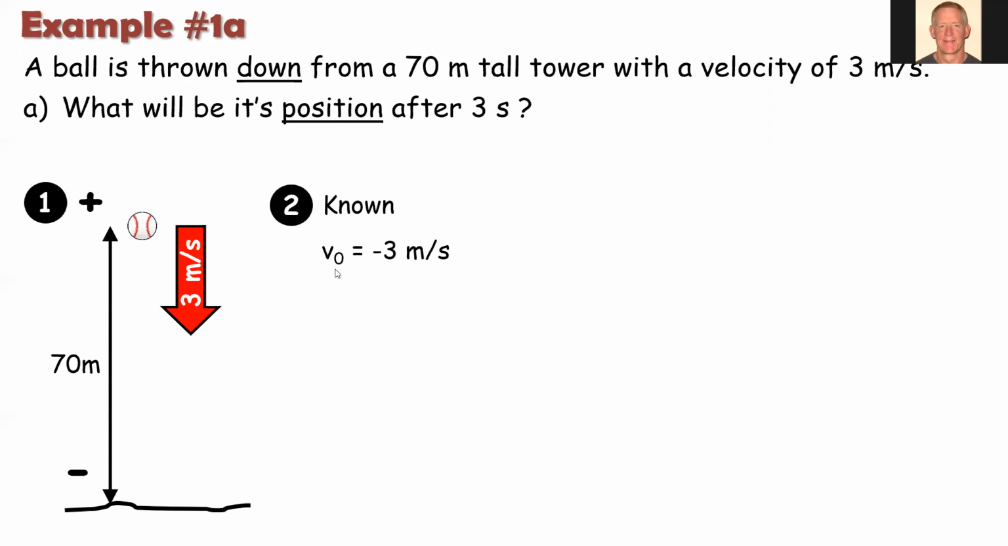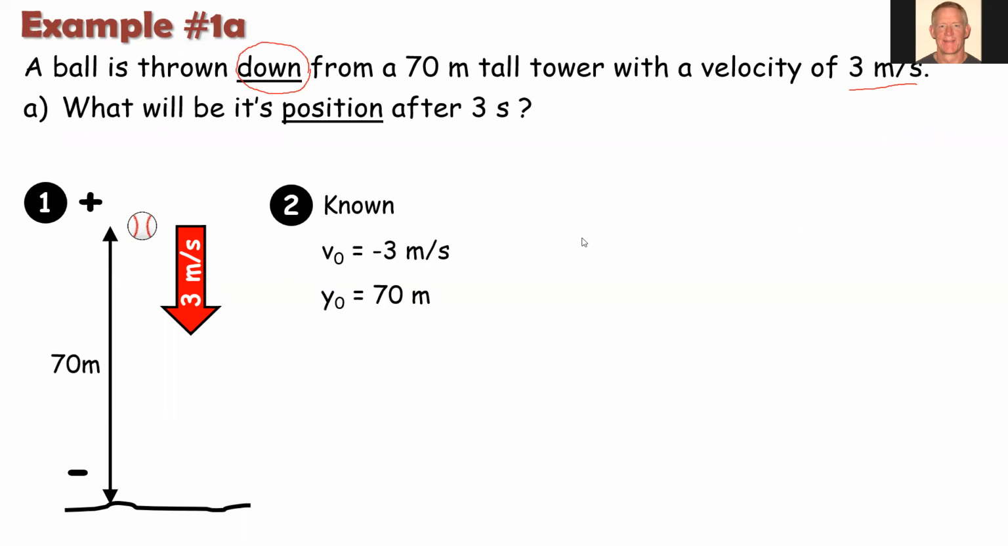Well, we know the initial velocity. It says it's being thrown down with the velocity of 3 meters per second, right? And how do we know it's negative? Well, it says down here. So we're going to enter that in as negative.